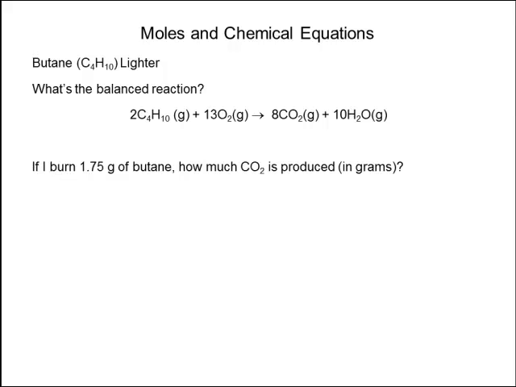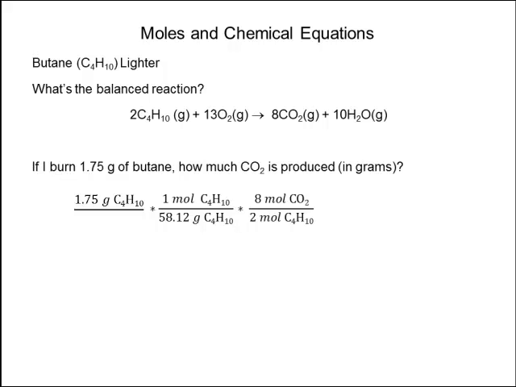All right, so if I have 1.75 grams of butane, well then I need to get that to moles. I use the molar mass to do that. Then I can convert from moles of butane to moles of CO2. I use the coefficients from the balanced equation to do that. And then I can convert from moles of CO2 to grams of CO2. You can see all my units cancel out to give me just grams of CO2 left. So run that calculation. I end up with 5.27 grams of CO2 produced when I burn 1.75 grams of butane in excess oxygen.